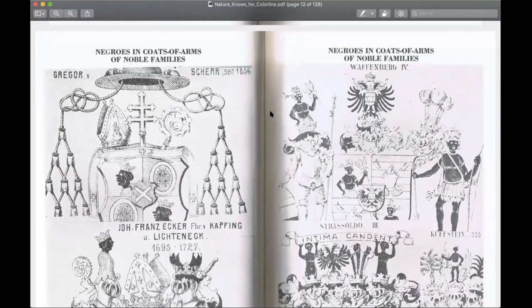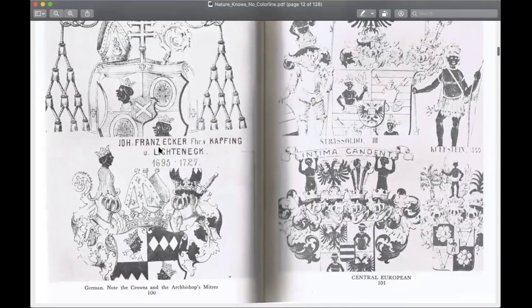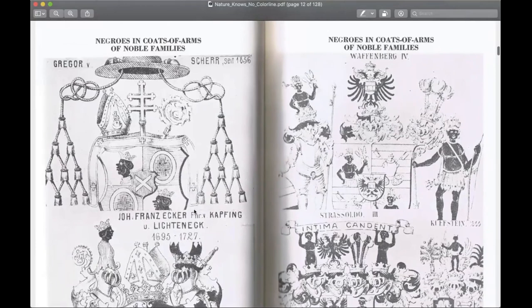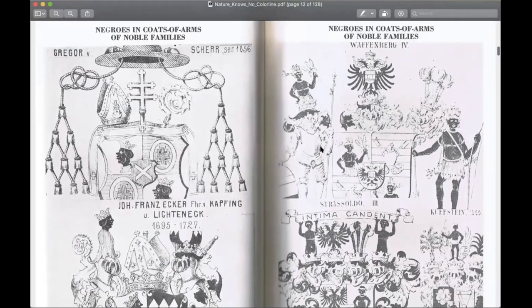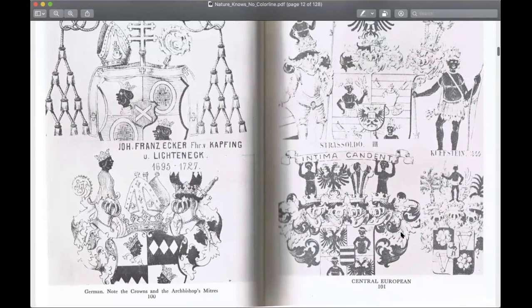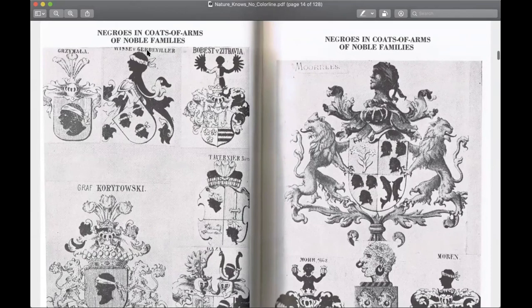Again, Negroes in coats of arms of noble families. Gregor Scher, right here. Down here says John Franz Ecker, Caffin, Litteneck, 1695-1727. Says German, the crowns and the Archbishop's miters. Up here, Waffenberg. All right, you see that? Strasoldo the Third. Cliffstein, Central European, it says here. This is another one right here, Negroes in coats of arms of noble families. Yeah, Grismala, I believe it says here. Wise, Gerber, Viller, Bavis, and Sitavia. All right, you see all that?